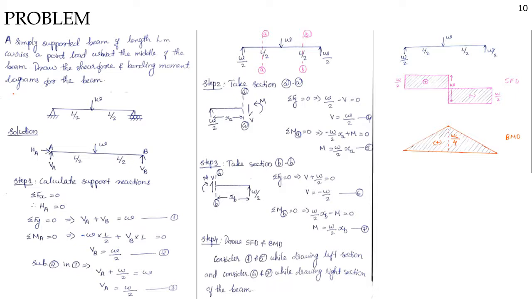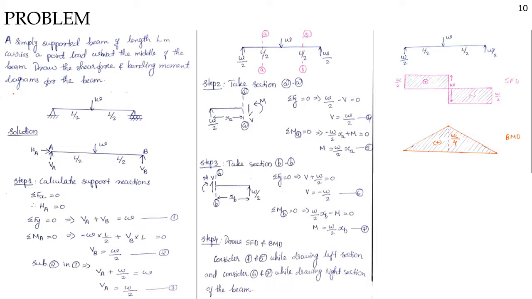And take the moment about section AA. Then W by 2 into XA is acting in clockwise direction, therefore it will be negative, and M will be acting in anti-clockwise direction, therefore it will be plus. Then we will get M is equal to W by 2 into XA. And step 3 is take the section BB. If we are taking a right portion of the beam, then the V will be acting upward and the moment will be in clockwise direction. Then by solving sigma Fy and sigma M about B, we will get V is equal to minus W by 2 and M is equal to W by 2 into XB.